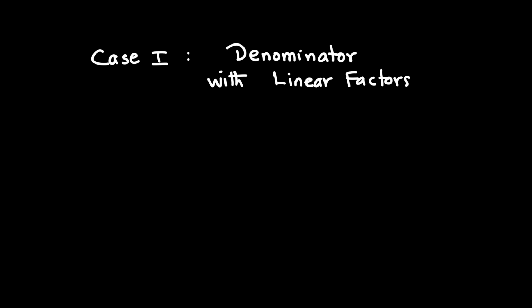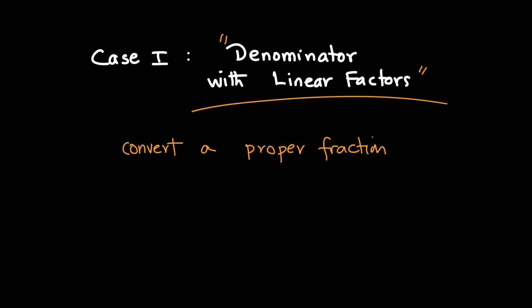In this video, our focus is to convert a proper fraction in which the denominator consists of linear factors into its partial fractions. So let's get started with the question. Let's look at this example: (6x - 2) divided by (x - 3)(x + 1).